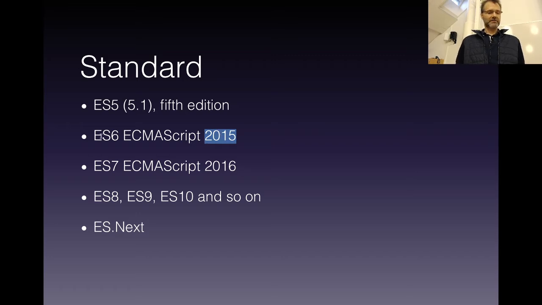So there are ES6, ES7, ES8, ES9, and I think ES10, I don't know if it's 2020 or 2019. I think it's 2019. They always have this ES.next, which is a version saying these are the features we are working on, and we will release them in a later version of the language.